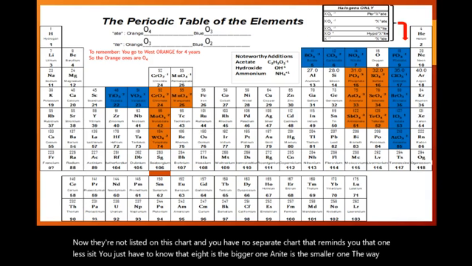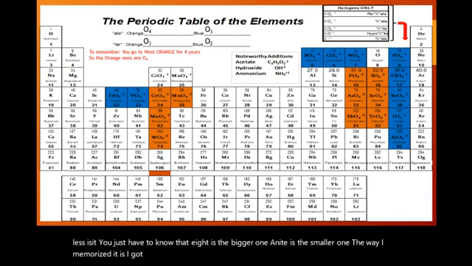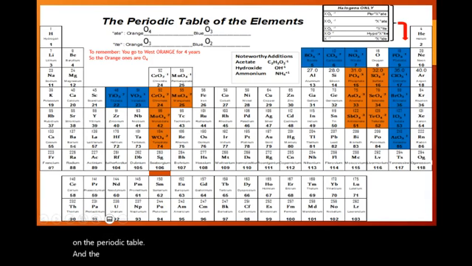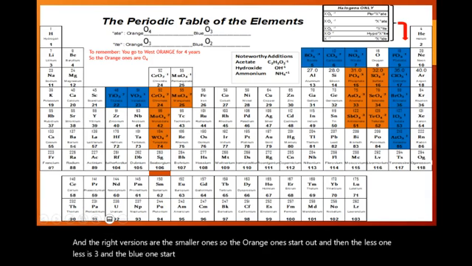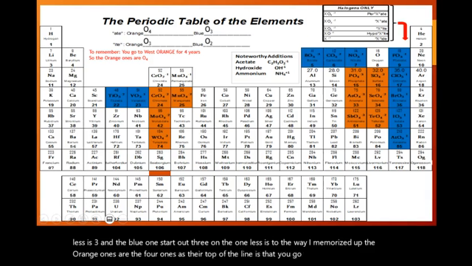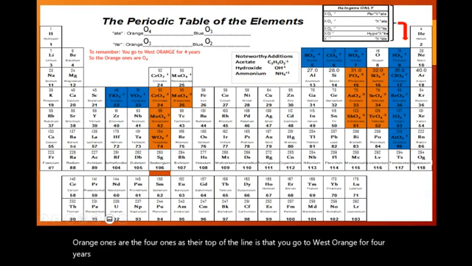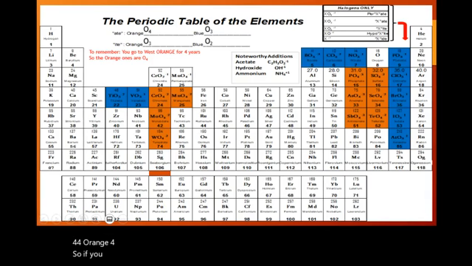The way I memorized it is I got bigger because I ate. So the bigger ones are the ate versions of the elements on the periodic table, and the ite versions are the smaller ones. So the orange ones start out at 4, and then one less is 3, and the blue ones start out at 3, and one less is 2. The way I memorize that the orange ones are the O4 ones as their top of the line is that you go to West Orange for 4 years. So the orange ones are O4, for orange 4.